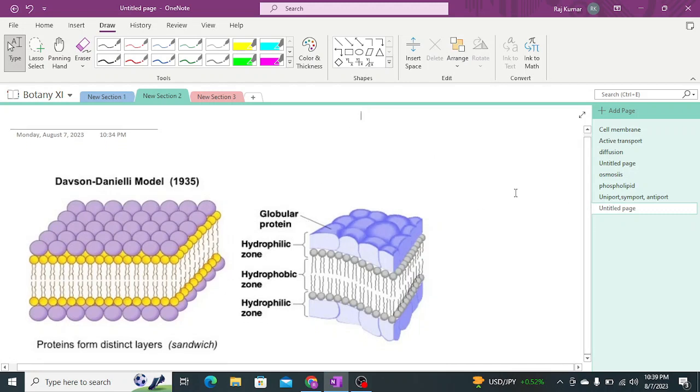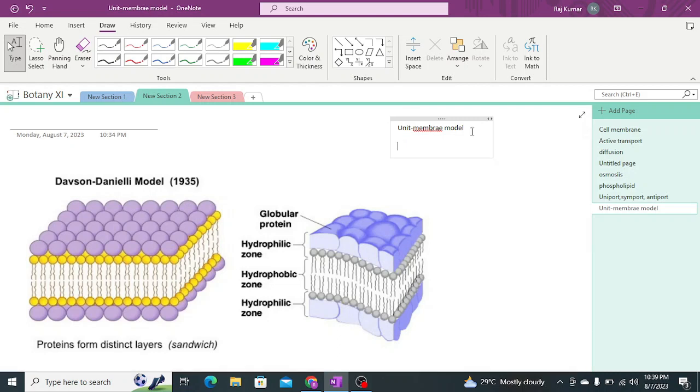It described the cell membrane as a sandwich, where the upper surface layer of the cell membrane is made up of globular protein, and the lower surface layer is also made up of globular protein. Within those globular protein layers, the phospholipid bilayer is arranged as if it is a sandwich. That is how this model was described, and it was also known as the unit membrane model.